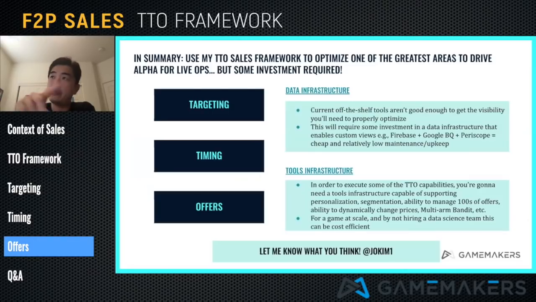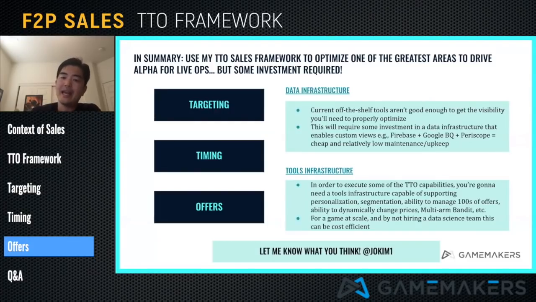The first thing is, as some of you heard us speak about in the networking phase before we started the conference, data infrastructure, right? You need to have an analytics solution of some kind. And I do think that if current off-the-shelf tools aren't good enough to get the visibility you'll need to properly optimize, this will require some investment in a data structure that enables custom views. At the same time, and I'm not saying that this is the solution you should use, I have heard of a number of studios using something as simple as Firebase plus Google BigQuery plus Periscope, which is cheap and relatively low maintenance and low upkeep. And secondly is the tools infrastructure, right?